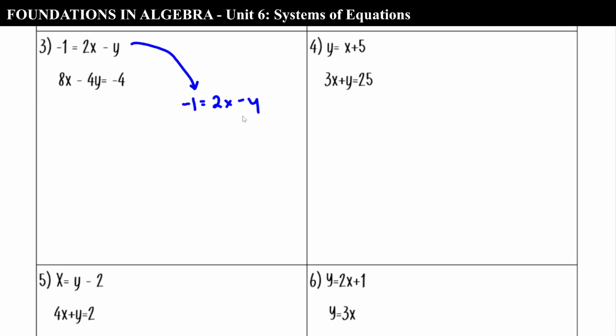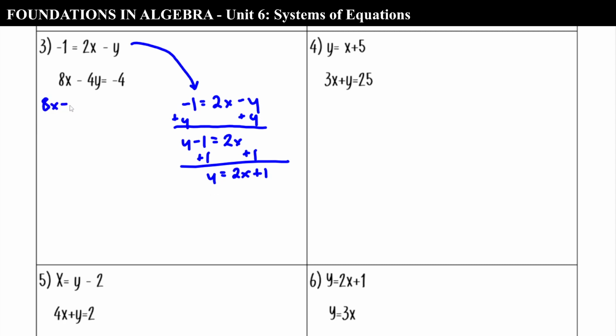So let's add a y to each side. And that's going to give us y minus 1 is equal to 2x. And then let's add the 1 to each side. So we have y is equal to 2x plus 1. We're going to plug that into the first one, or into the second one. So 2x plus 1 in place of y.